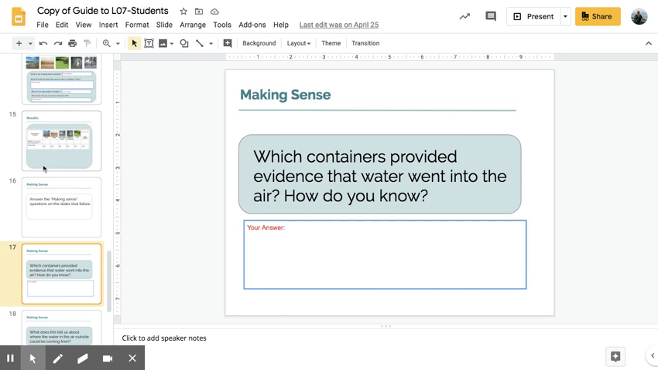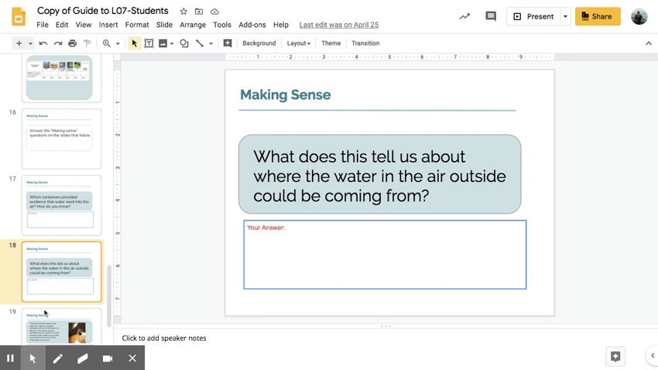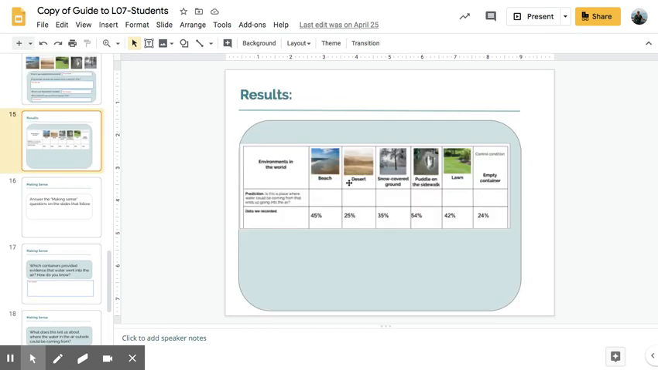And how did you know that there was water in the air? What does this tell us about where the water outside could be coming from? Think about the different water sources in these different setups. If there's one that has more water in the air than others, where did this water come from?